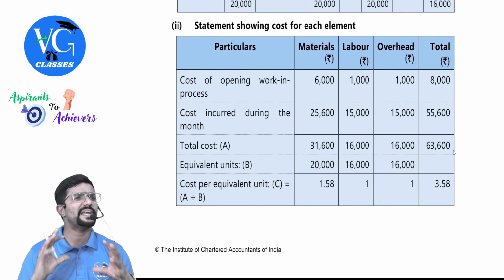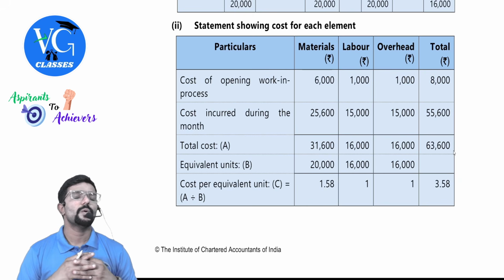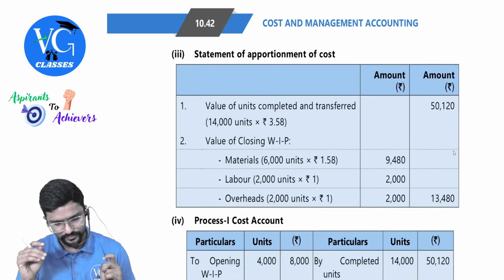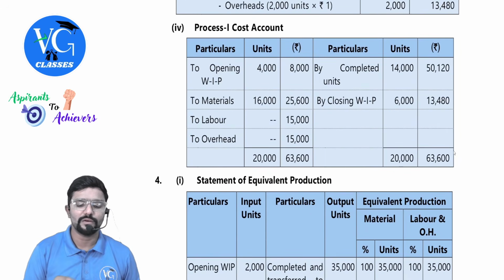63,600. For the weighted average method, it will match exactly. Whereas for the FIFO method, the difference would be the opening WIP cost. Okay, sir. Once we have derived the figure, now we can prepare the Process 1 account.